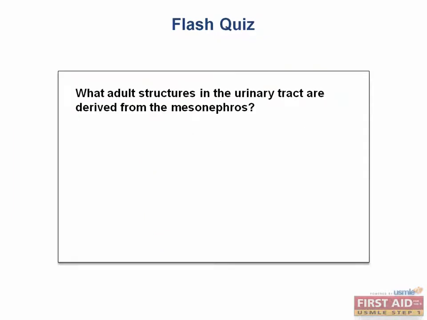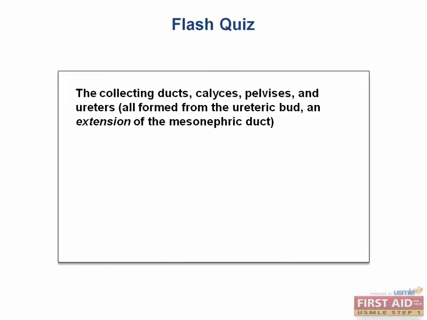Flash quiz, here we go. What adult structures in the urinary tract are derived from the mesonephros? The collecting ducts, calyces, pelvises, and ureters. Remember, these are all formed from the ureteric bud, but the ureteric bud is actually an extension of the mesonephric duct.